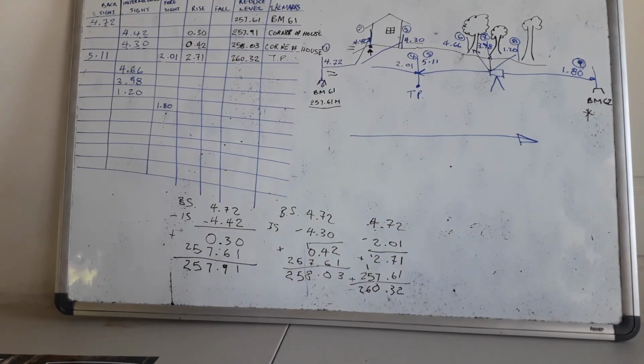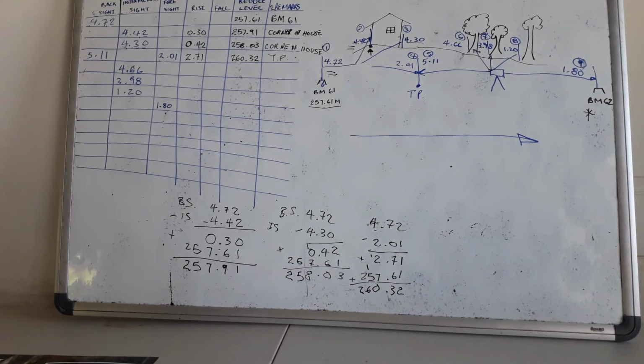All right, so we're going to take a break at this point in time, and then we'll come back in our next clip to calculate the rest of the booking information for rise and fall.